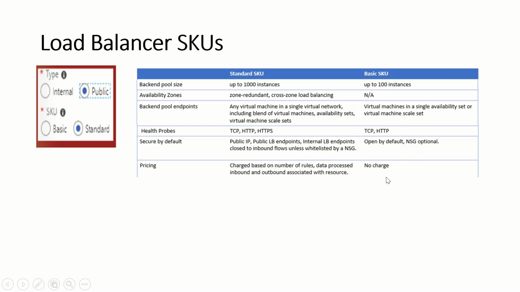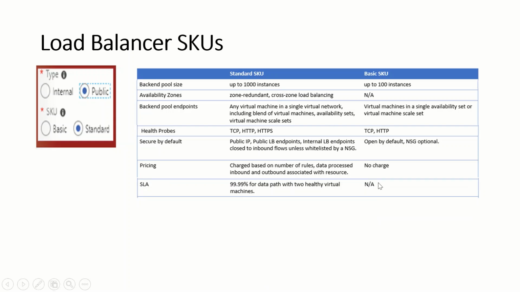Your basic comes without any pricing. There is no charge for using a basic SKU load balancer, while your standard SKU would be charged based upon the number of rules you configure for the load balancer, as well as the data processed inbound and outbound, which is associated with your resources. So accordingly, you will be paying the cost for this one.